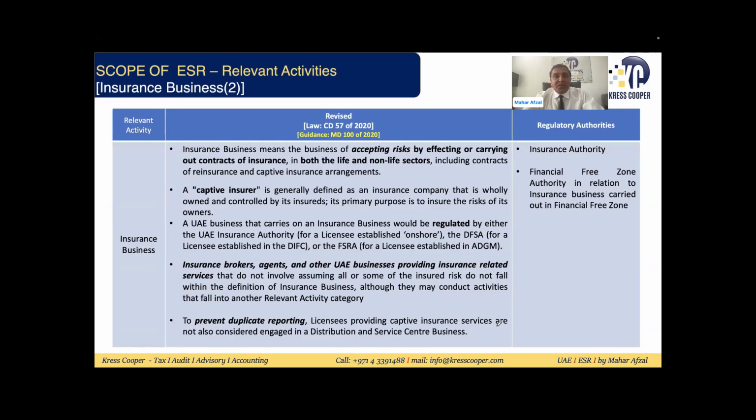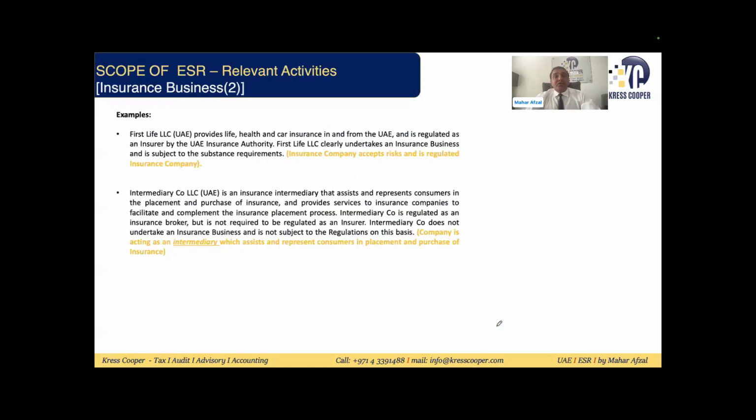Captive insurance is usually set up by the owners of the business. Owners are usually setting up the insurance company, and the company is protecting the interest or the risk of only the owners. This is called captive insurance. Again, any brokers, agents, or other businesses will not be considered as carrying out the relevant activities. Just look into this example.